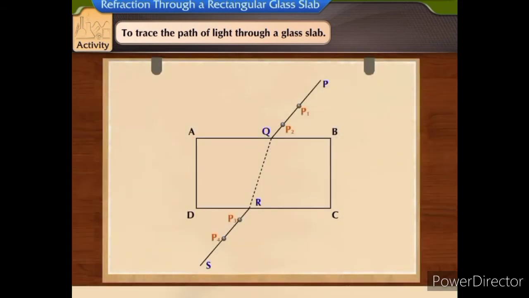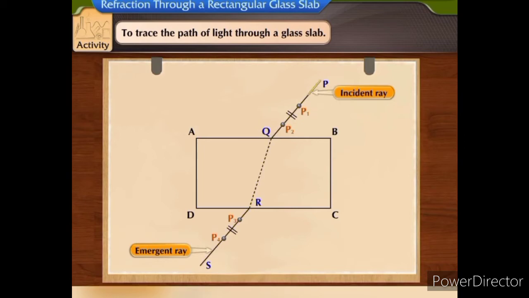What can we infer from the direction of the emergent ray and the incident ray? The emergent ray and the incident ray are parallel to each other. Can you tell how many times the light rays encounter a change in the medium? Light rays encounter a change in the medium twice, that is, they are refracted two times. First at point Q and then at point R.